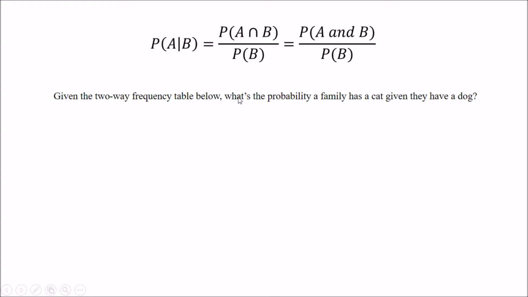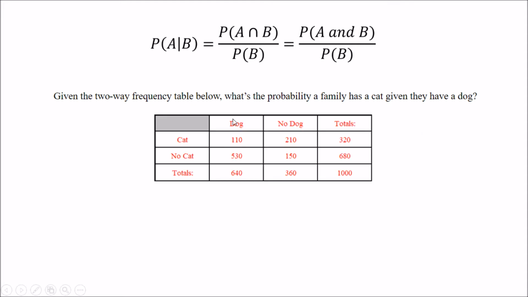Given the two-way frequency table below, what's the probability a family has a cat given they have a dog? Here's the information you can see. Here are the people that have dogs. Here are the families that do not have dogs. Going across the top row are the families that have cats. Going across the second row are families that do not have cats.